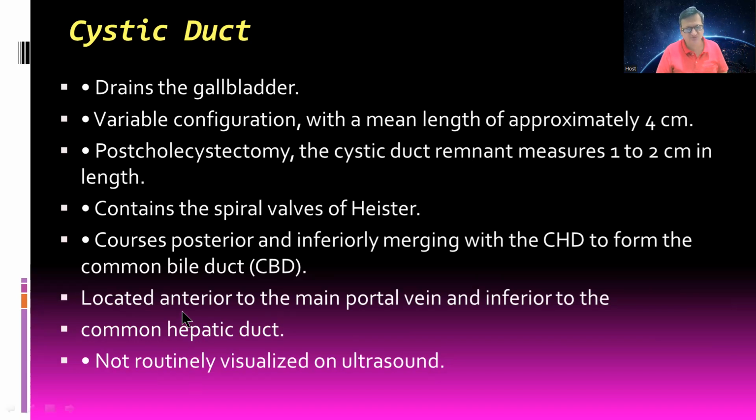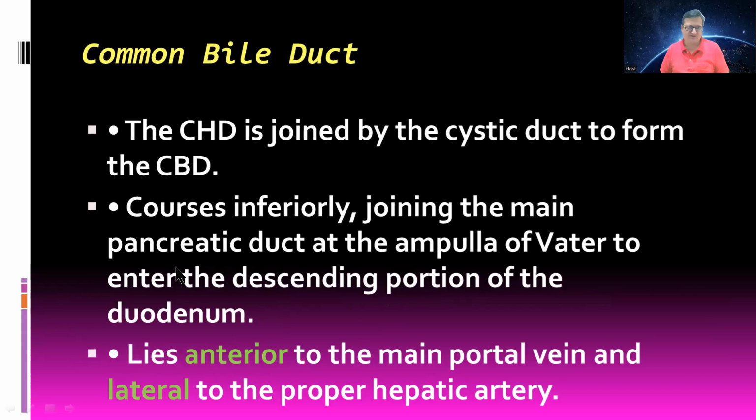It is located anterior to the main portal vein and inferior to the common hepatic duct. It is usually not visualized on ultrasound because it is a tiny duct. Then the common bile duct. The CHD is joined by the cystic duct to form the common bile duct. It courses inferiorly, joining the main pancreatic duct at the ampulla of Vater and entering the descending portion of the duodenum, that is part 2. It lies anterior to the main portal vein and lateral to the proper hepatic artery.